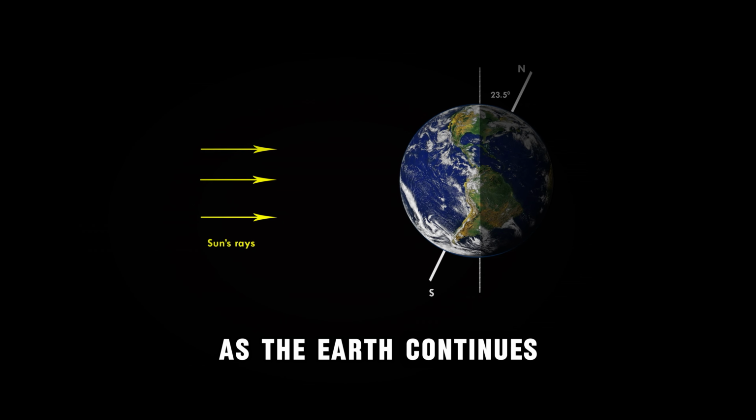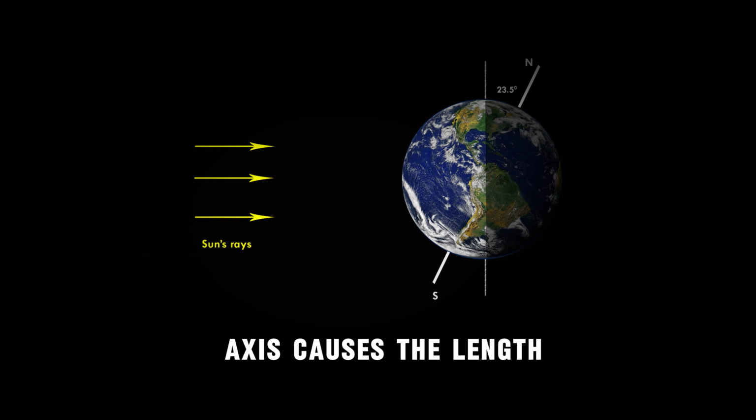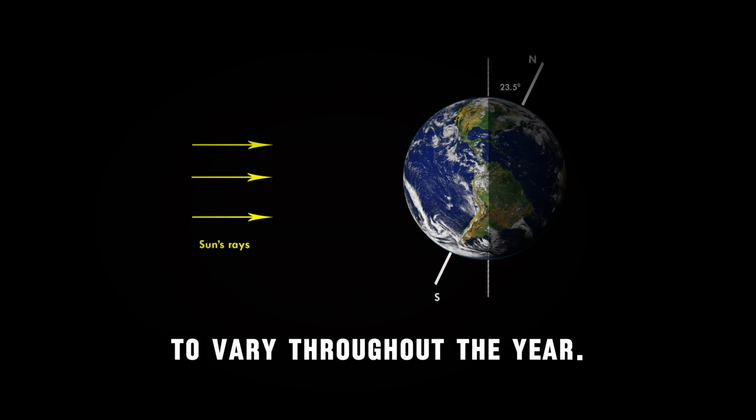As the Earth continues its orbit, the tilt of its axis causes the length of day and night to vary throughout the year. When a hemisphere is tilted toward the Sun, it receives more direct sunlight, leading to warmer temperatures and marking the summer season. Conversely, when a hemisphere is tilted away from the Sun, it receives less direct sunlight, resulting in colder temperatures and marking the winter season.